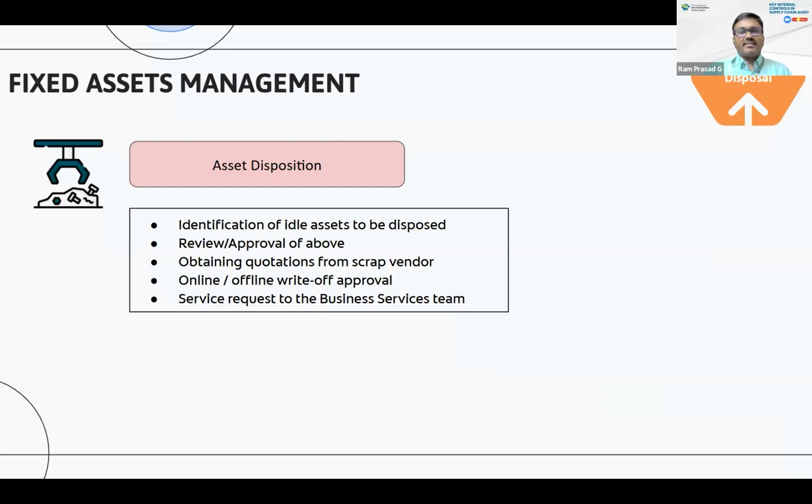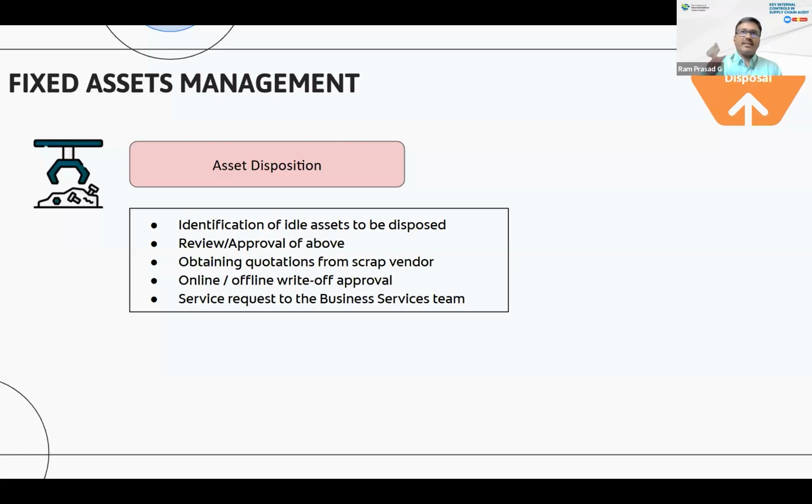Once we have identified some asset as idle, it is a normal practice in organizations to find if any other location requires this particular idle asset, which is not used in one particular location. They leave it out in case anyone requires it. If it's old technology, cannot be used, and needs to be disposed of, then it should go through a proper process of being reviewed and the management approving the scrap.